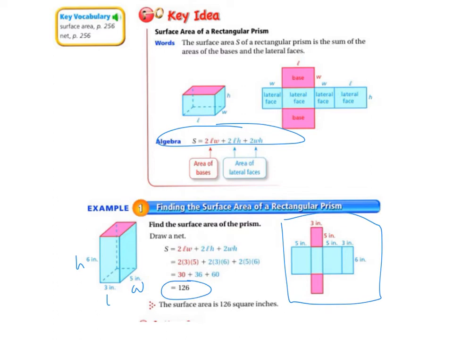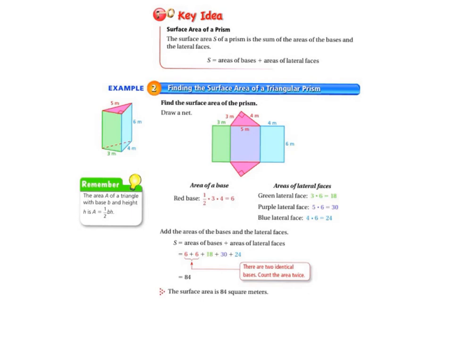So the reason there's two of them, remember, is that you have two ends, so those are your two bases, and then you have a left side and a right side for two lateral faces, and a front and a back for two more lateral faces. So the surface area is 126 square inches. You need to remember that you need to put the square inches on the end of your number.